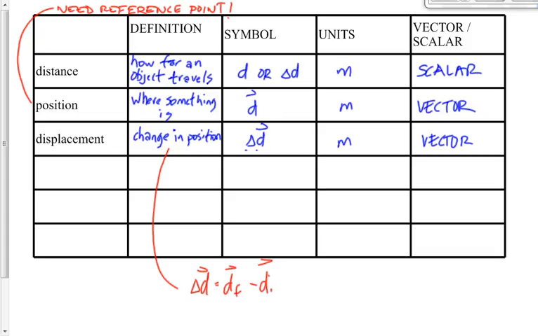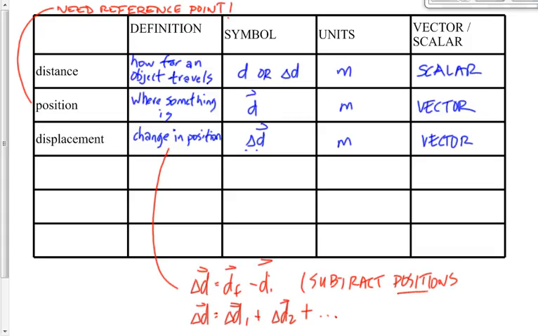Okay, let's do it this way. Let's say that I don't have my position. I don't know what my position is. Don't know what my position was. But I walk 5 meters to the north and then 2 meters to the south. What's my displacement? 3 meters to the north? What did I do? I added those. 5 plus -2 gives me 3. So when you've got positions, you subtract them. When you've got displacements, you add them together. If there's two of them, you add two of them together. If there's 14 of them, you add 14 of them together. All right, so we're going to subtract positions to get displacement, or we're going to add displacements to get displacement.